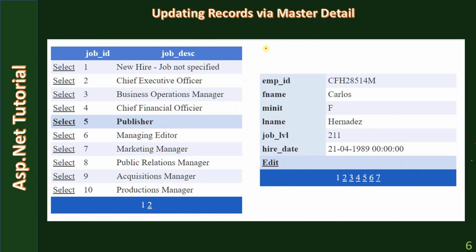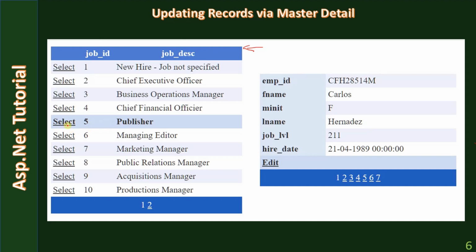Here, if you see in the left side, we are displaying a grid view control, and this grid view control will list all the job titles. So there are job titles that are listed on 2 pages. Since it's a grid view, you can see there are multiple records displayed in one page. Here in this example, we have highlighted the publisher.